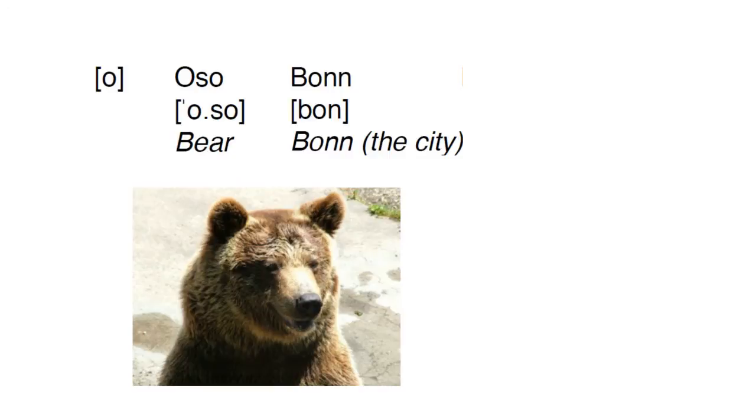Next, we have O as in oso or bon. This vowel is very similar to American English's O as in bone. The issue with the vowel in bone is that it's actually two vowels. You start at O, which is where you want to be, but then you go to U. Spanish stays put. We say bon.